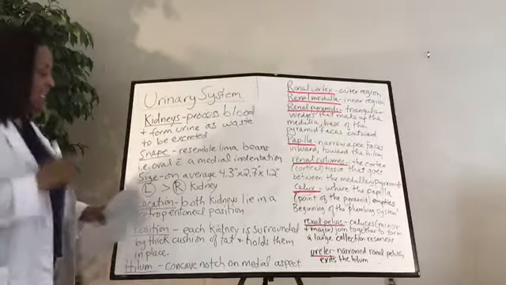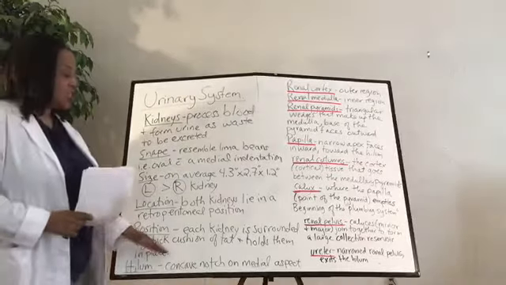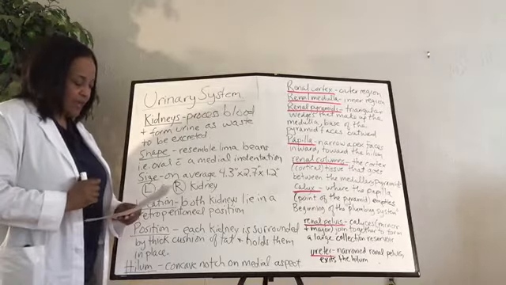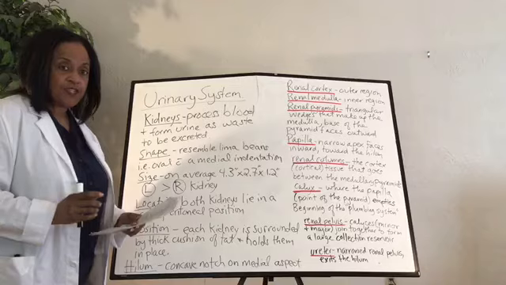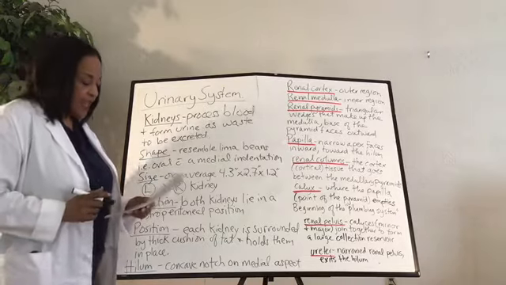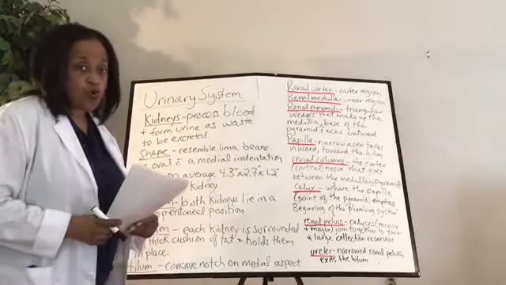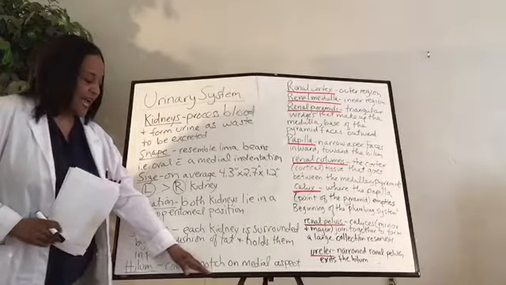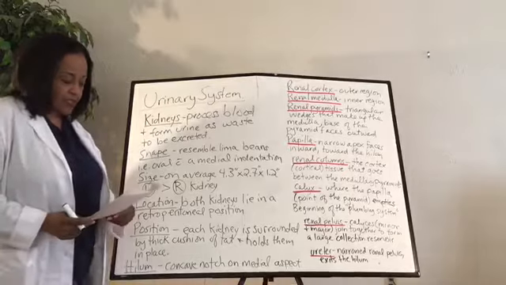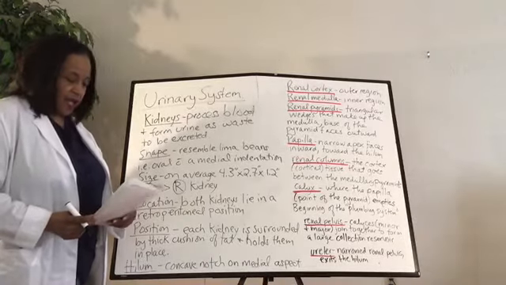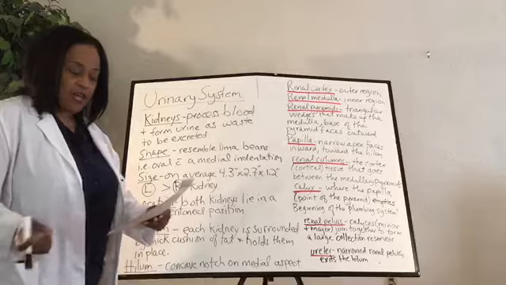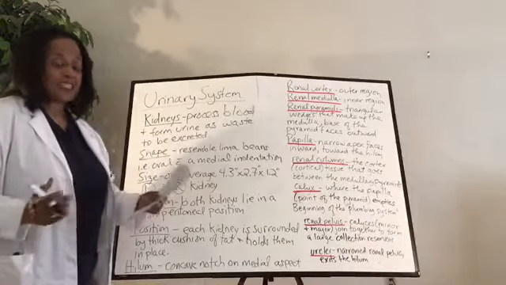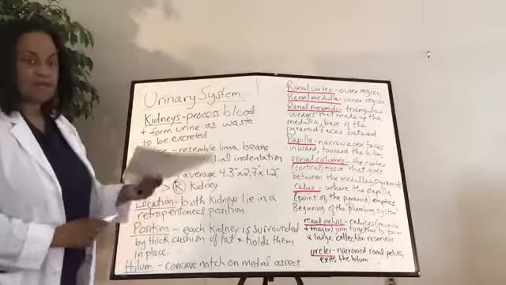Position. Each kidney is surrounded by a thick cushion of fat, and that helps secure them and hold them in place. We also have connective tissue or renal fascia that anchors the kidneys to maintain their normal position. The hilum is a concave notch on the medial aspect of each kidney. Structures such as the blood vessels, the ureter, etc., will enter and exit through this notch.